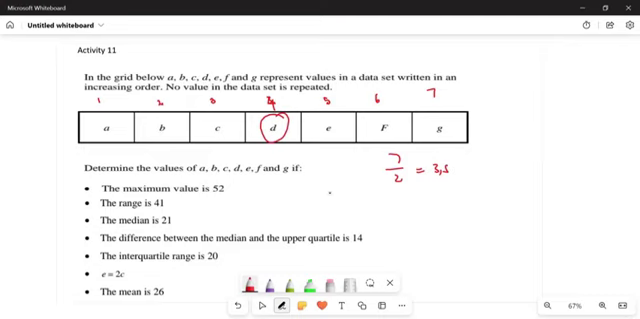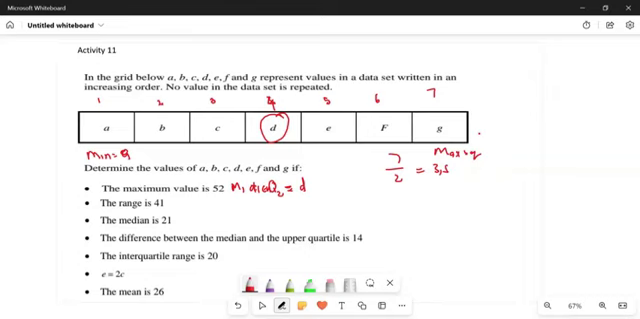I'm going to be calling these letters according to the things that we know. We know D is our Q2. Q2 is going to be equal to D. Our minimum is going to be A. And then what is going to be our max? Our max is going to be equal to G. You see what it helps?